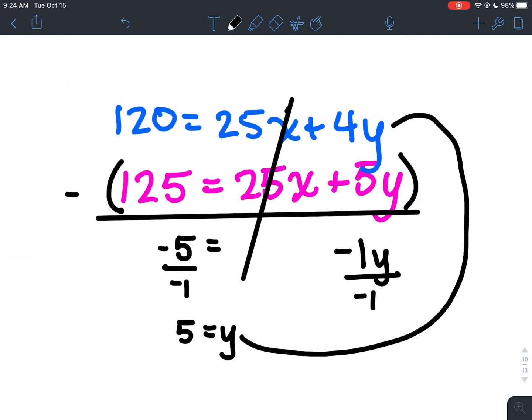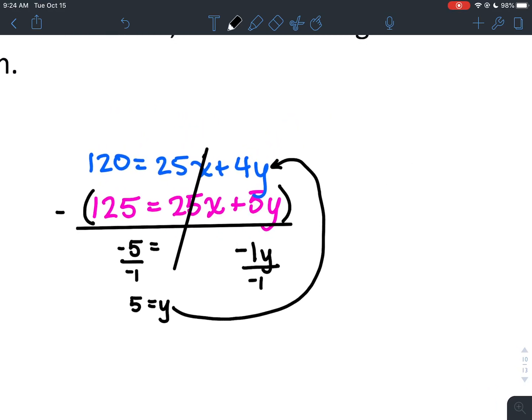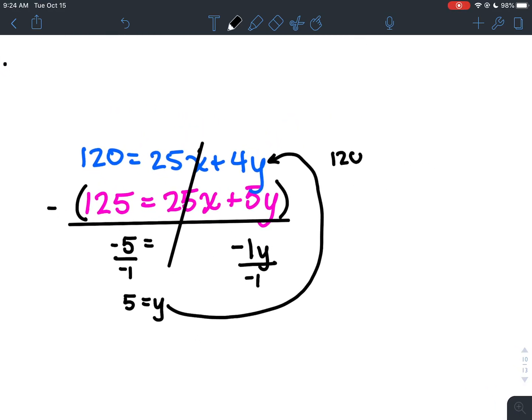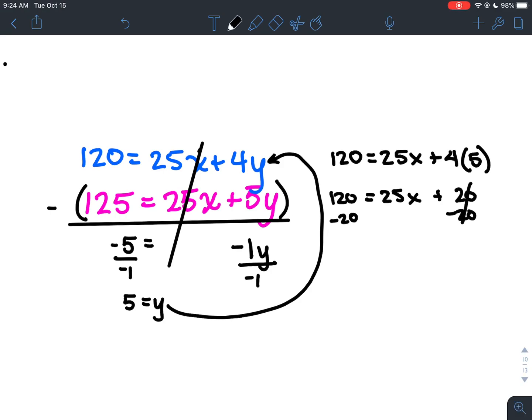Then I'm going to take that, and I can plug it into either one of the equations. So you could plug it into the top one, or you could plug it into the bottom one. It does not matter. I'll plug it into the top one, so that means 120 equals 25x plus 4y. Now instead of writing y, I'll write what y equals, which is 5. And then 5 times 4 is 20. And then I want to solve for x, so I'm going to subtract 20 from both sides. And then divide both sides by 25. So x equals 4.